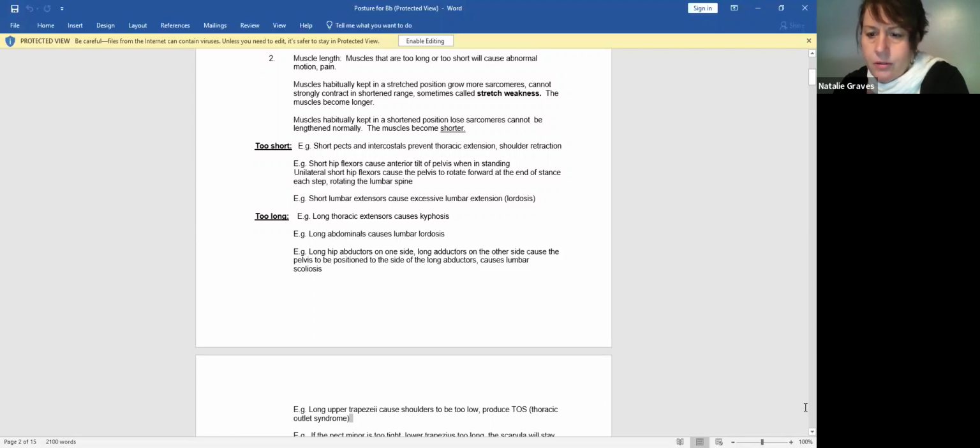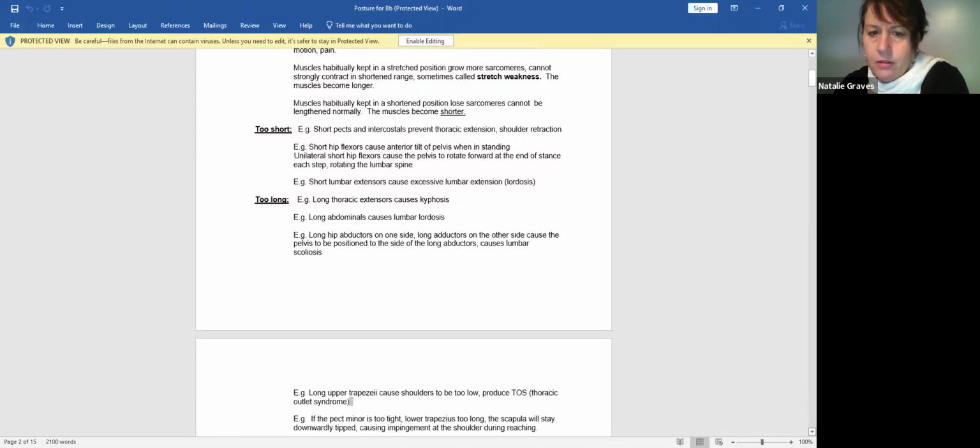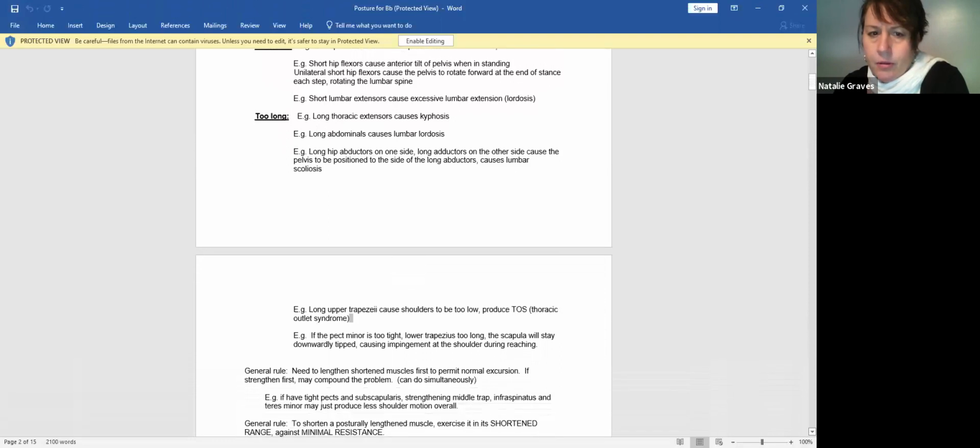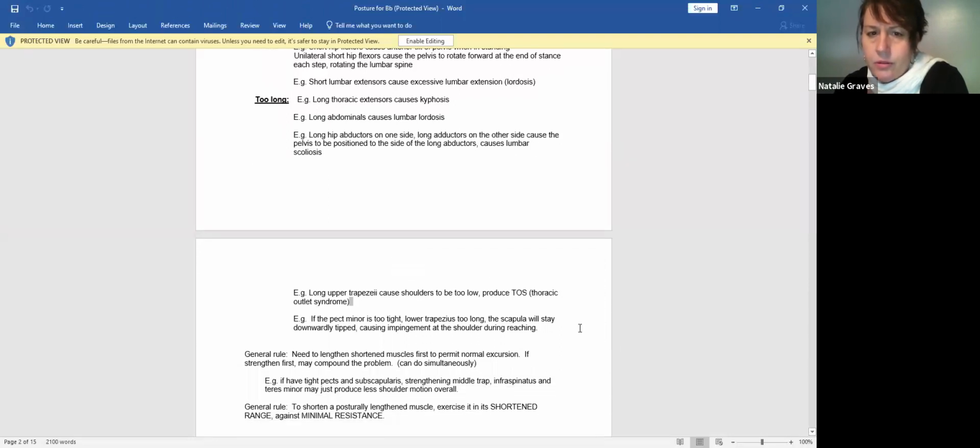And then there are some other examples here with the hip abductors. If they're too long on one side and too short on the other, then that can alter the position of the pelvis, which could create a scoliosis.